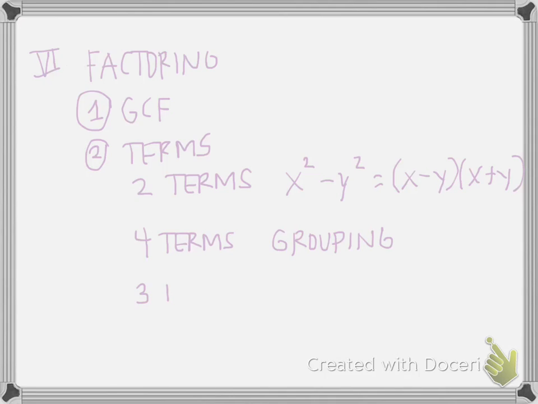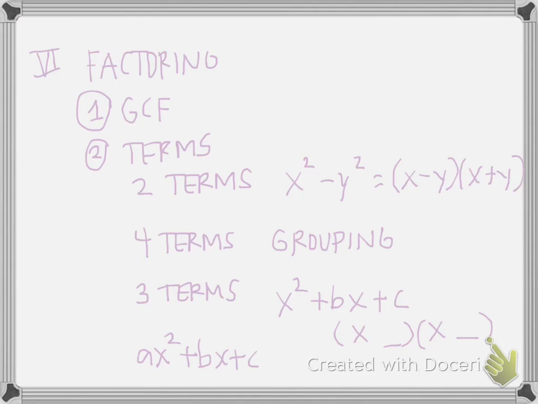And then 3 terms, you're going to have 2 different ways. You're going to have a basic one, where we see what multiplies together to be c and adds together to be b. And then we have our ax squared plus bx plus c, where we figure out what multiplies together to be ac and adds to be b. And then you factor by grouping. Let's try some.